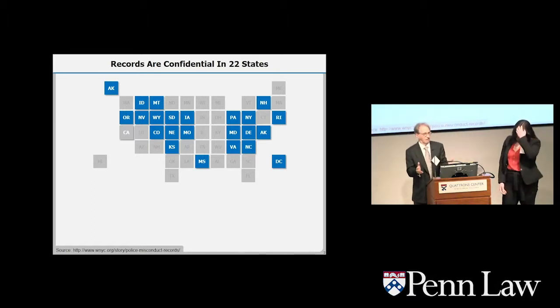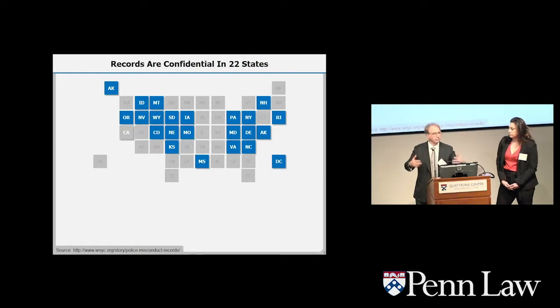In only 12 states, right, is this actually subject to ordinary Freedom of Information Act laws. And the most instructive of all is actually Florida. There's a fantastic article about this called Brady's Blind Eye by Jonathan Abel, and he wrote it in the Stanford Law Review.